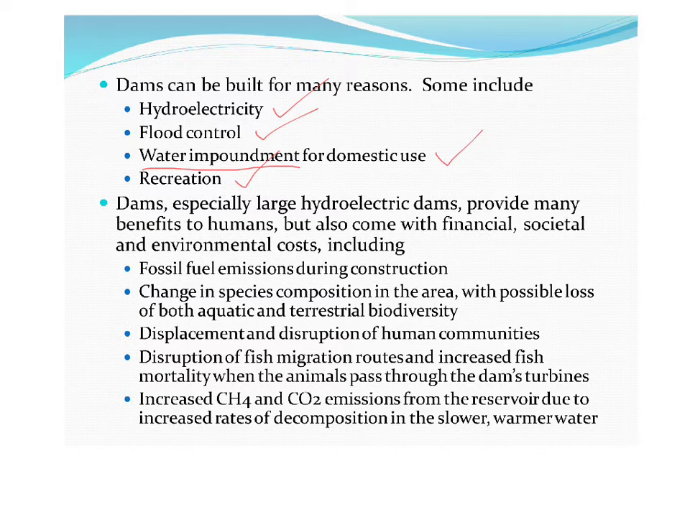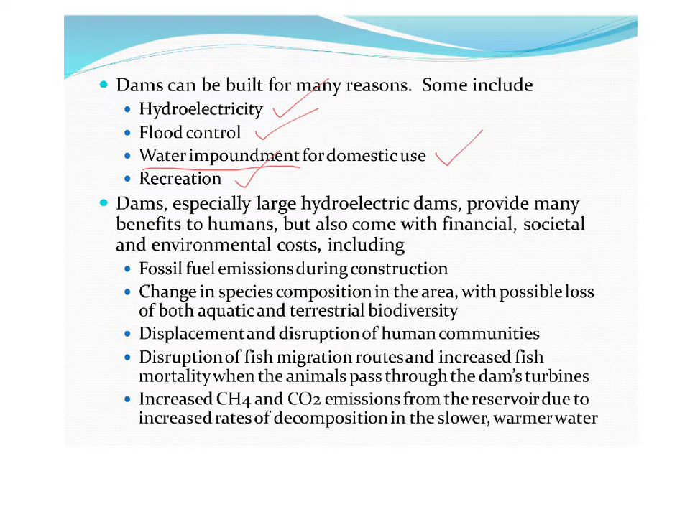So fossil fuel use during dam construction is a big deal. It's a negative. Dams also change species composition in an area, and there's usually a loss of both aquatic and terrestrial biodiversity. You're flooding the entire terrestrial ecosystem when you create a reservoir, and you're drastically changing the downstream ecosystem of that river. So you have aquatic and terrestrial species composition differences, and generally speaking, a loss of biodiversity. You have displacement and disruption of human communities.